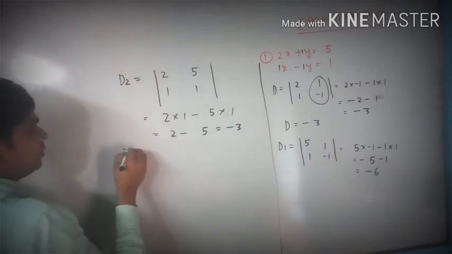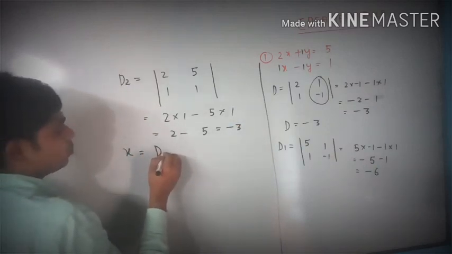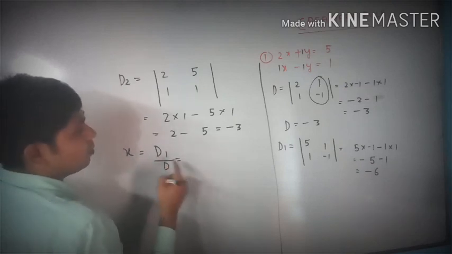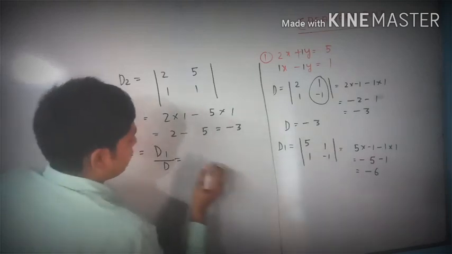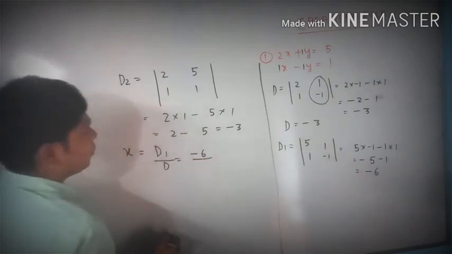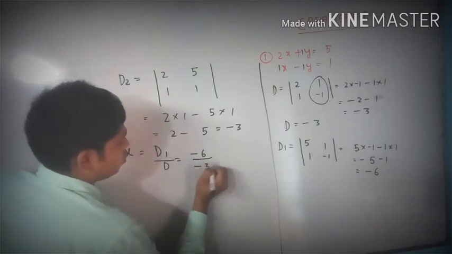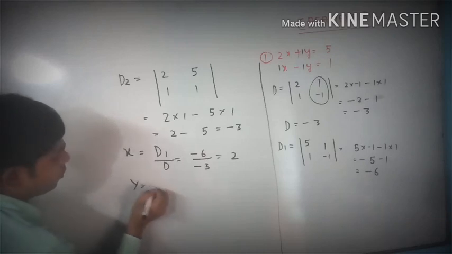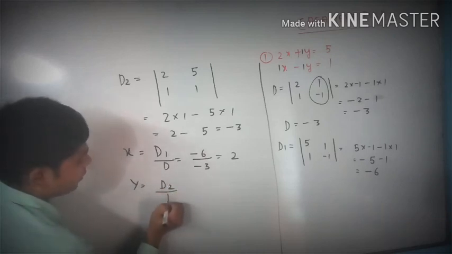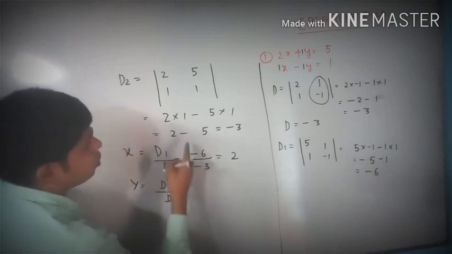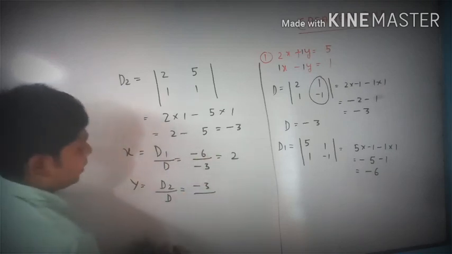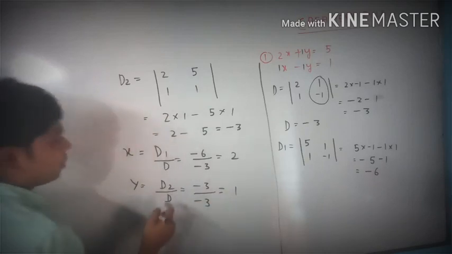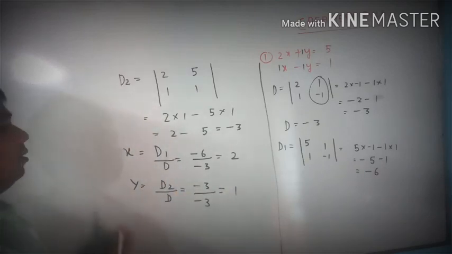So x is D1 by D. The value of D1 is minus 6 and the value of D is minus 3, so the value of x is 2. And y is D2 by D, that is D2 is minus 3 and D is minus 3, so this is 1. So the value of x equals 2 and y equals 1.